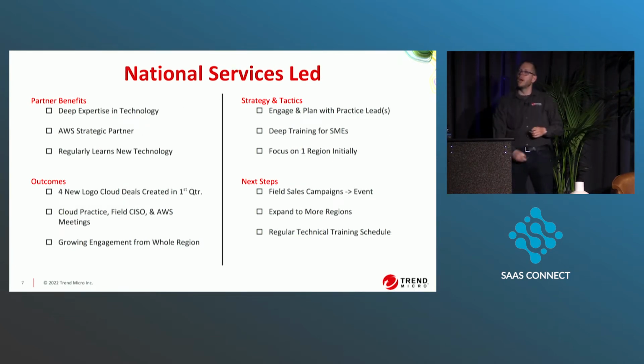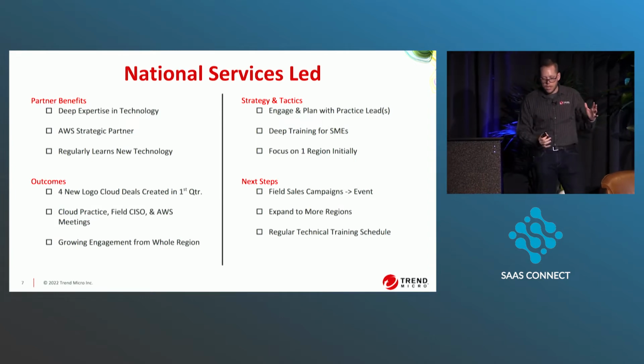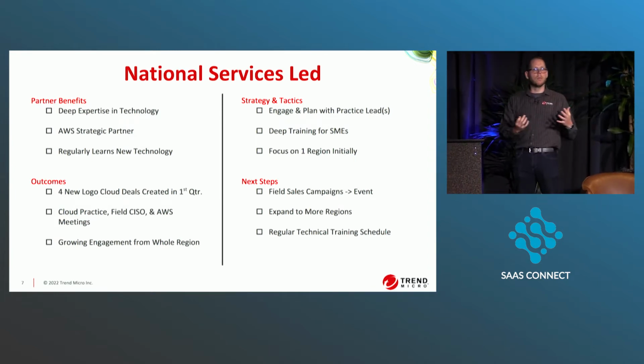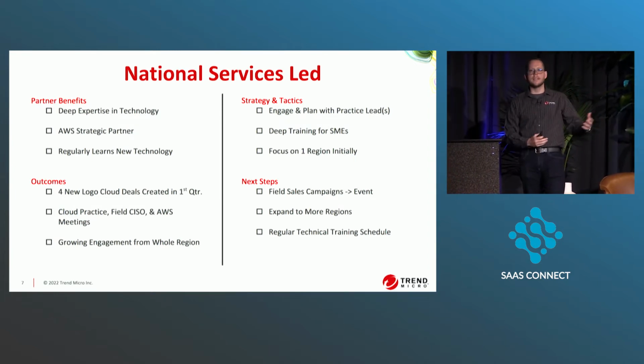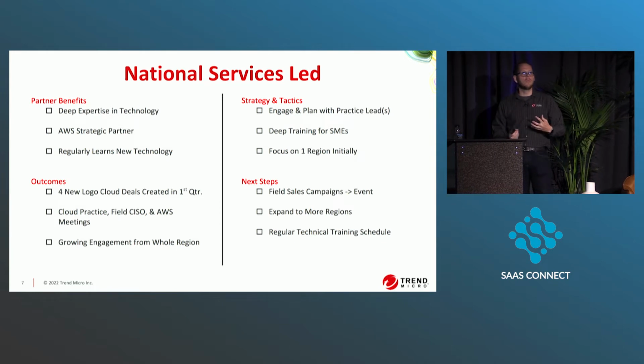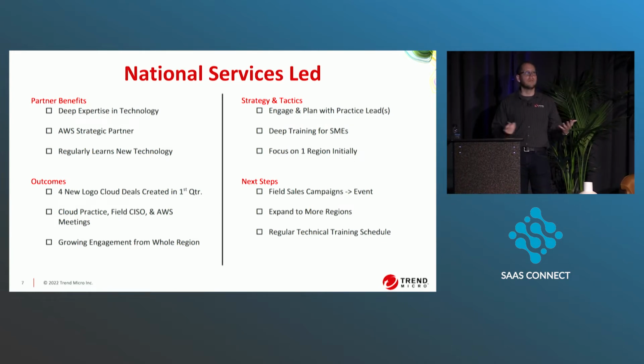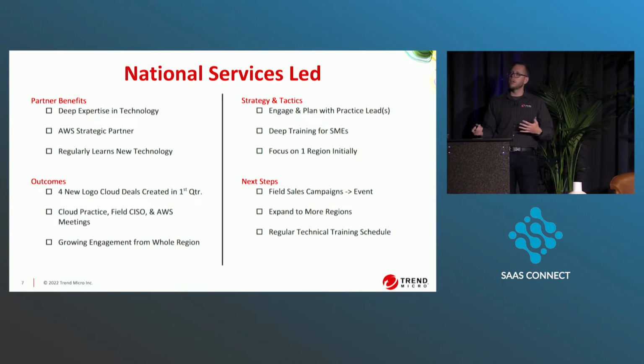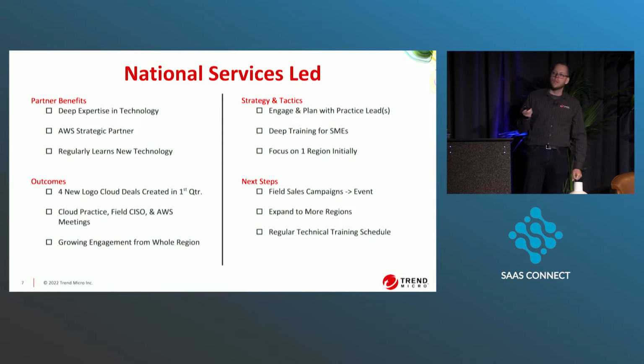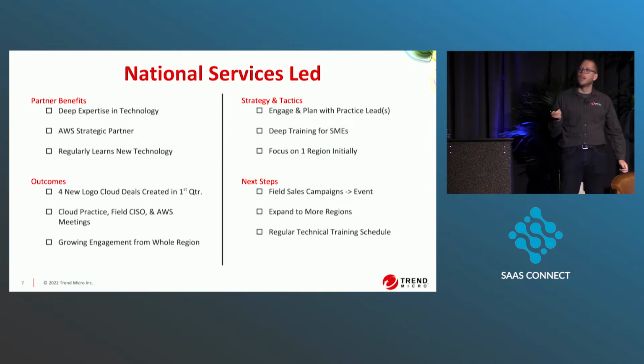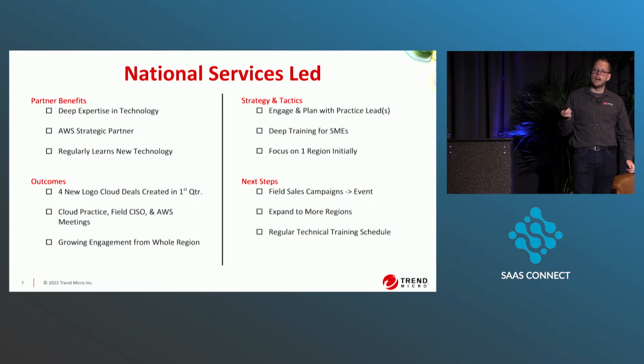Cool. All right, moving to a larger scale. Most of us probably familiar with the larger SIs, the national channel partners of traditional world. These guys are also working to become cloud focused. The services partners tend to do better. The services guys, they're used to regularly learning new technology. So we're going to engage in a similar way. We're going to engage with technology.